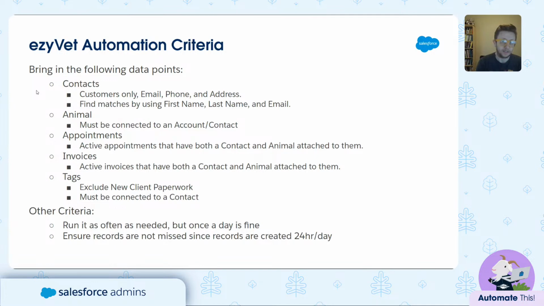Appointments will come after that, and a contact and animal are required for an appointment to be brought into Salesforce. The same with invoices, just kind of tracking the amount of spend and how often certain animals are coming in. And then the last thing we're bringing in is tags, which is just for contacts. It came in last just because scope creep is a real thing, and that happens at times. So it's going to be connected to a contact.